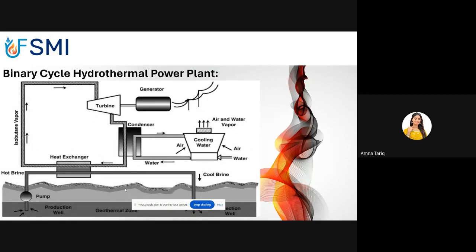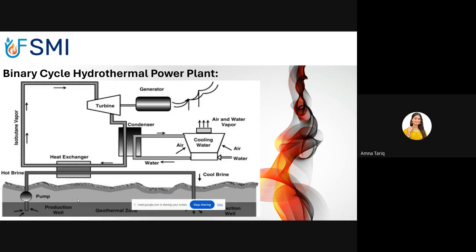So the third type is the binary cycle hydrothermal power plant. This is a diagram of a binary cycle hydrothermal power plant. We'll understand its working process. In this diagram, first we see the heat exchanger, which transfers heat from the geothermal brine to another liquid, typically isobutane, which has a lower boiling point. And this is the production well, a well drilled into the ground to access the hot geothermal brine. And this is the geothermal zone, the area underground that contains the geothermal brine.